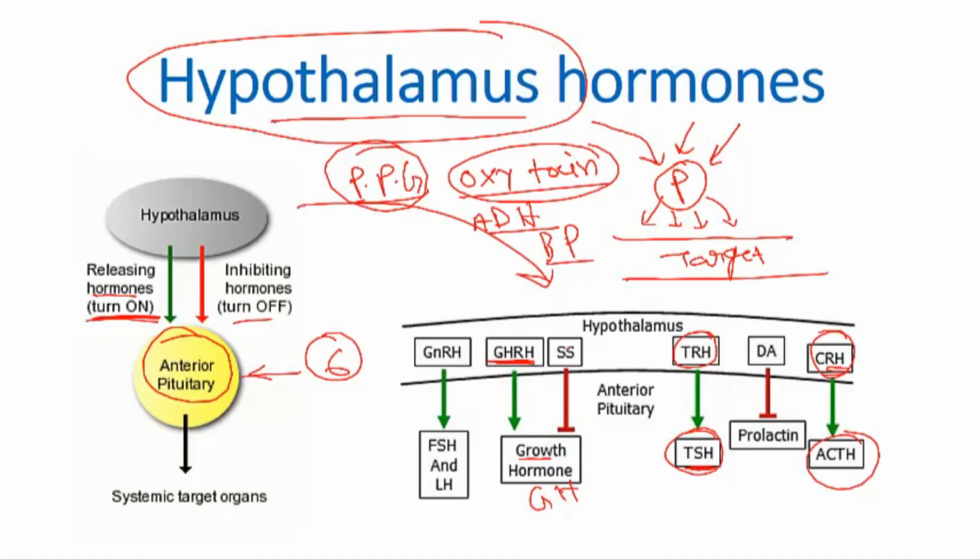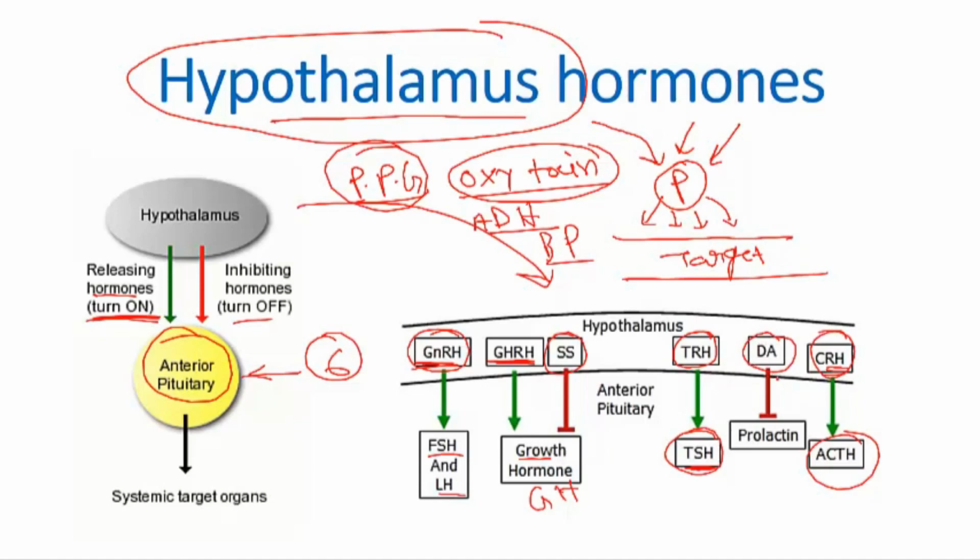Somatostatin is released, and it is required for inhibiting the secretion of growth hormone by the pituitary. Gonadotropin releasing hormone, GnRH, regulates and influences the pituitary to produce FSH and LH hormones. And DA is dopamine.